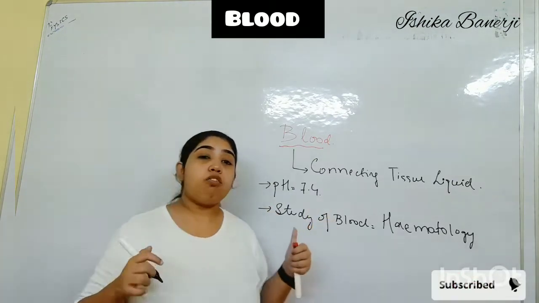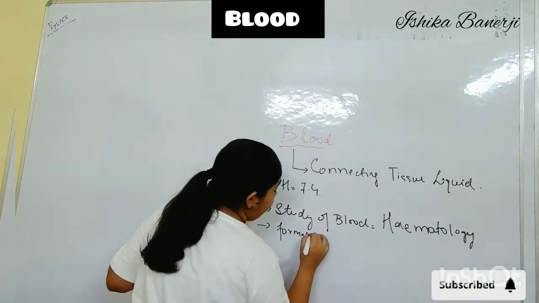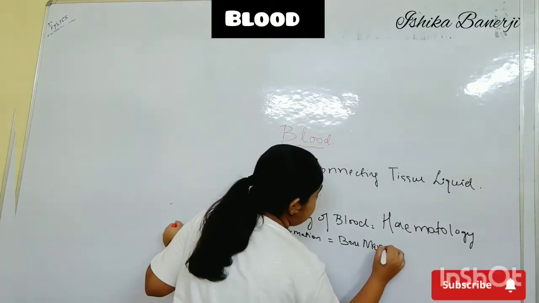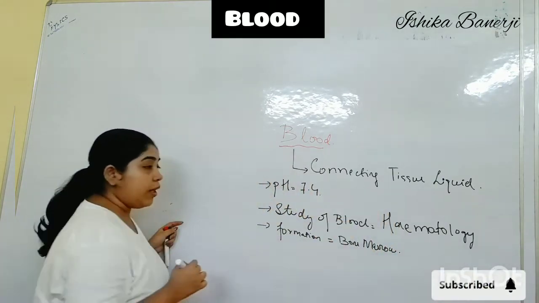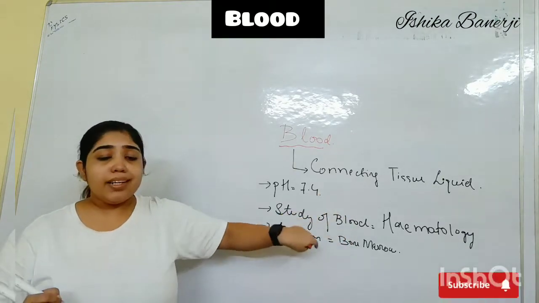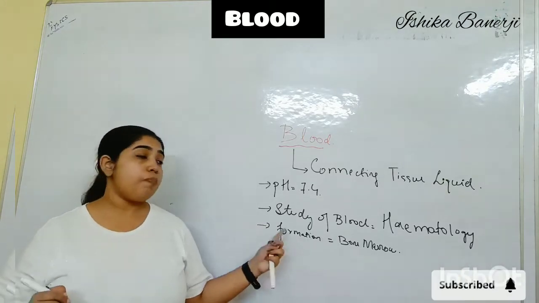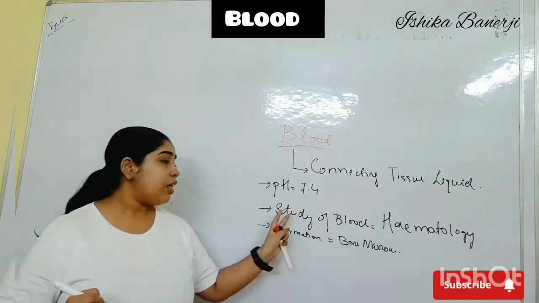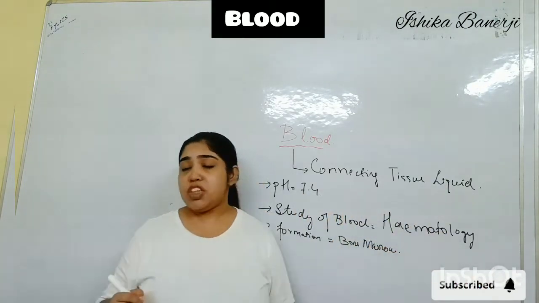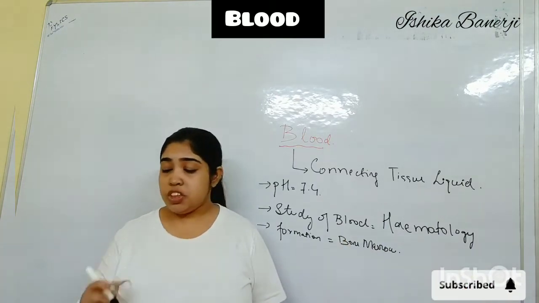Where is blood formed? The formation of blood takes place in the bone marrow. So these are the important points. I am writing this in point form so that it becomes easier for you to know, also for MCQ purposes. The formation of blood is in the bone marrow. The study of blood is called hematology. The pH is 7.4. It is a connective tissue which is liquid in form.